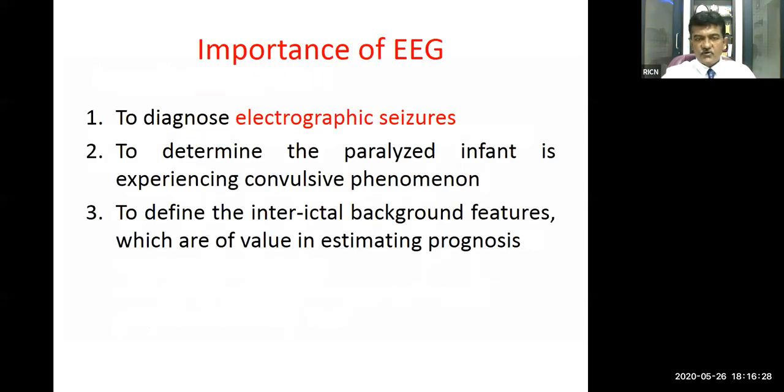EEG is very important in a neonate, just to diagnose electrographic seizures. It is very common in HIE, mostly after loading with Gardinal or some antiepileptics, and in a premature child. So what are electrographic seizures? There are no clinical seizures, but if you monitor with continuous EEG, you can find electrical activity, called ictal activity, in the EEG. That is electrographic seizures. Also, it helps determine whether a paralyzed infant is experiencing convulsive phenomena, because they are not going to manifest any motor phenomena. And it is also very important to prognosticate about the future of the child.